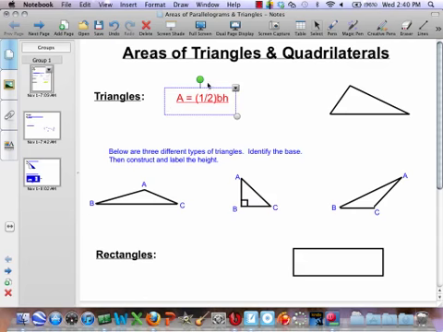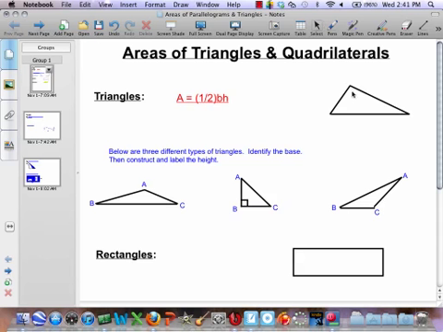So when we look at the triangles, typically our base, honestly, it doesn't even matter which side is the base. The thing that matters is that whatever base you choose, the height must be perpendicular to the base. So you might want to make a special note of that. The height has to be perpendicular to the base.